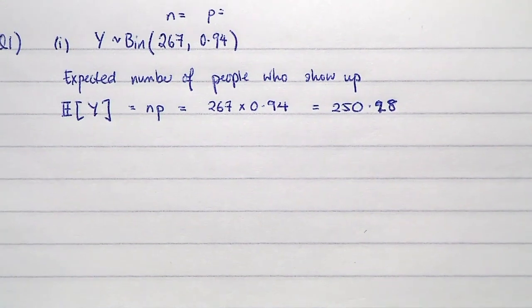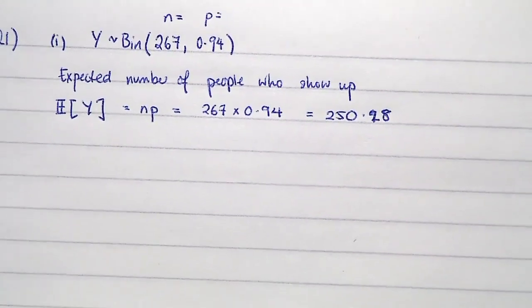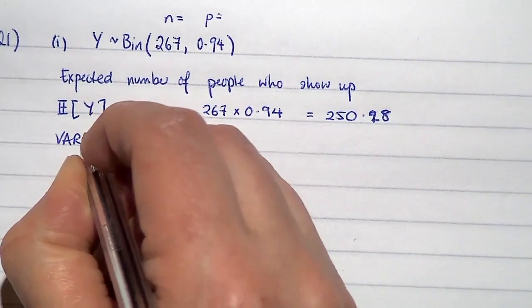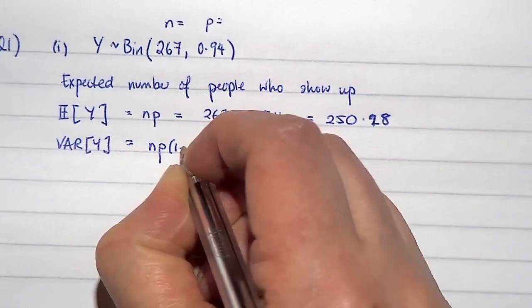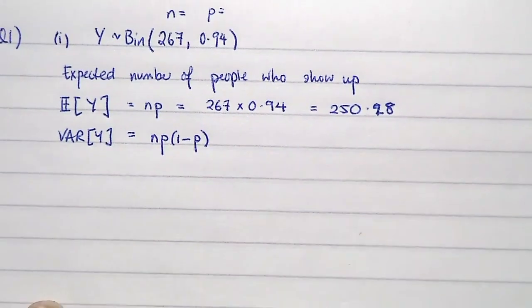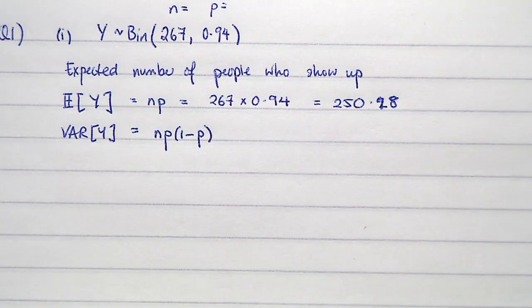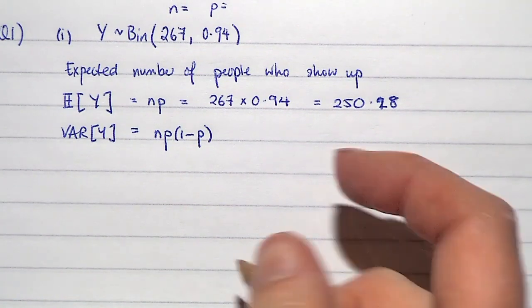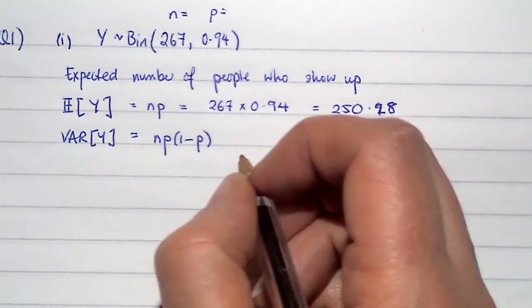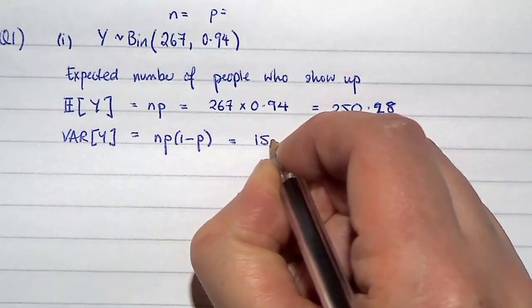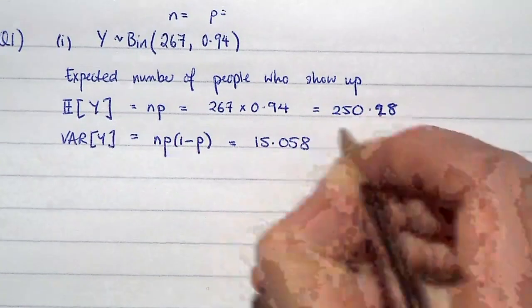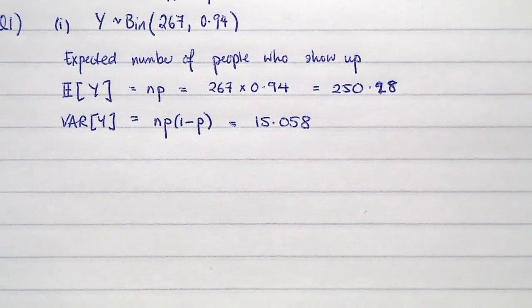For the variance, I'm also going to use the properties of the binomial distribution that I know. So the variance of Y from probability 1, I'm expecting this to be n times p times 1 minus p. And maybe I should know these characteristics of certain key distributions, but I can also derive them using the methods in probability 1. And this is 15.058. Okay.